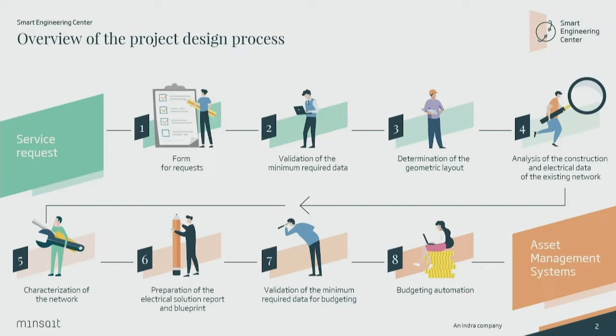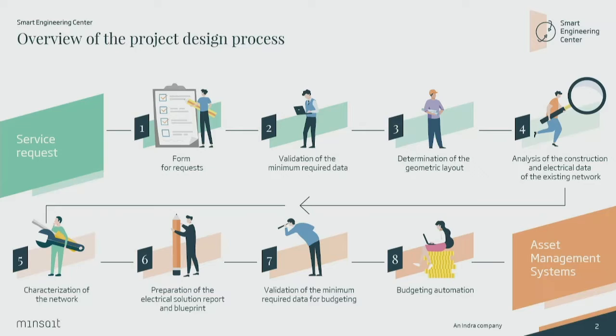So basically the customer asks, and then there is an entire process within the company to make that request become a project, in particular the validation of minimum required data, determination of geometric layout, so where the line has to pass. This is an extension of the network. Analysis of the construction electrical data to do the existing work, reaching a basically bill of materials, or budgeting, validation of the minimum required budgeting, and finally the characterization of the network that has to be done before the work can be done.